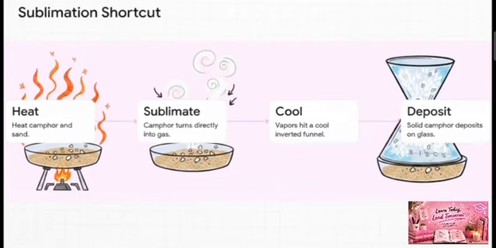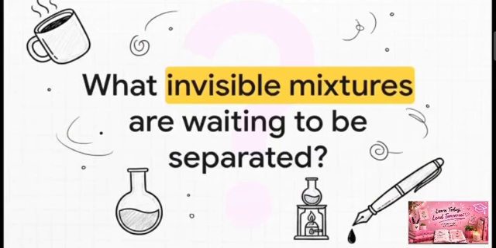That camphor vapor floats up into the funnel, but remember, the top of the funnel is cool. So, the split second the vapor hits that cool glass, it undergoes deposition. It instantly turns right back into solid white camphor crystals clinging to the glass, leaving the boring old sand sitting all by itself in the hot dish below. Problem solved. And there you have it.